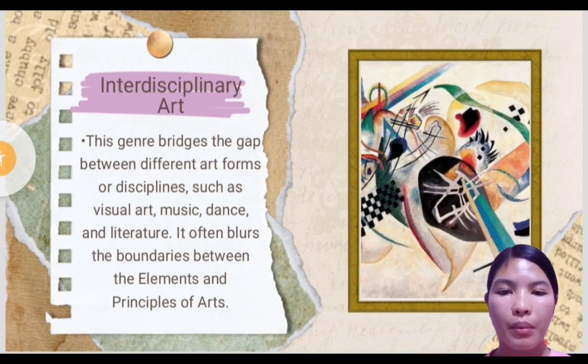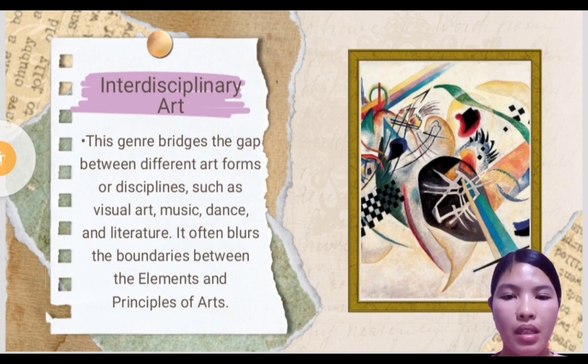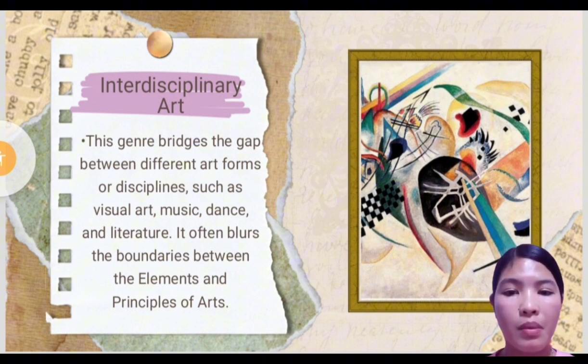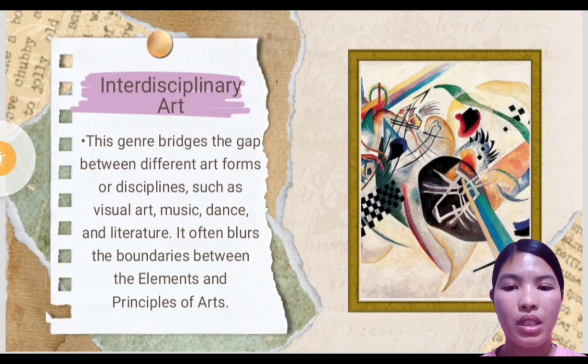And the last example is interdisciplinary art. This genre bridges the gap between different art forms or disciplines such as visual art, music, dance, and literature. It often blurs the boundaries between the elements and principles of art. A famous example is Wassily Kandinsky's exploration of the relationship between color and music in his Composition series.